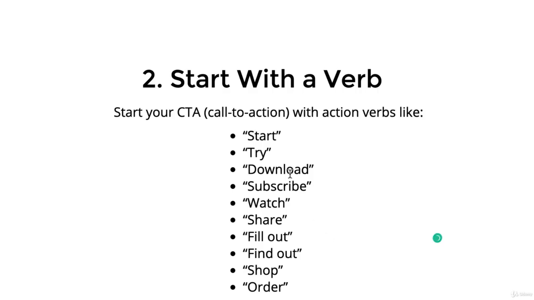Now, some of these action verbs like start or try are great to use because they don't seem as committal as something like buy or shop. And that's why a lot of sites, even online course sites like Udemy, will say try any course, enroll today instead of buy or shop, because it doesn't sound like as big a commitment. So if you have the option, try and pick a verb like start or try that doesn't sound like as big a commitment as shop or order.